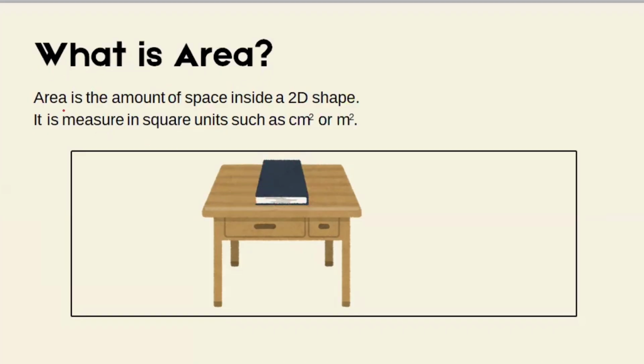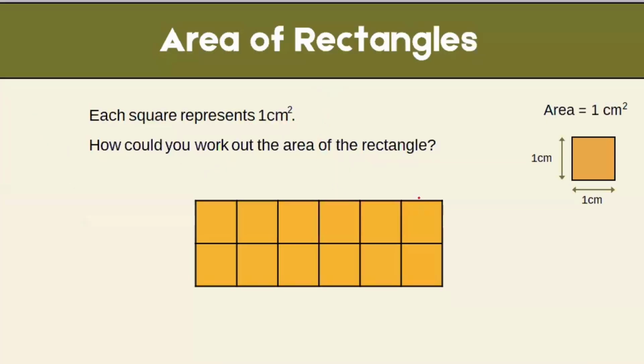So what is area? Area is the amount of space inside a 2D shape. It is the amount of space. And we measure area in a square unit like centimeter squared or meter squared. So what is area? Area means the space inside a shape. Now look at this rectangle. How could you work out the area of the rectangle?